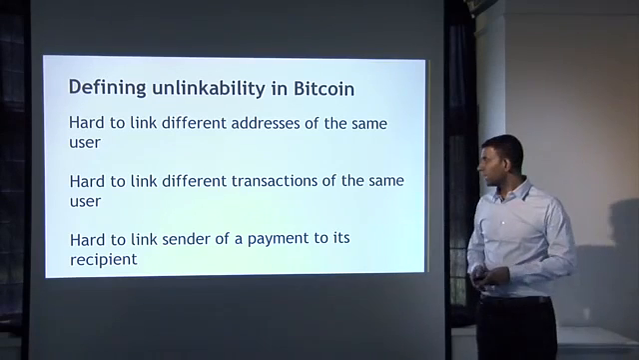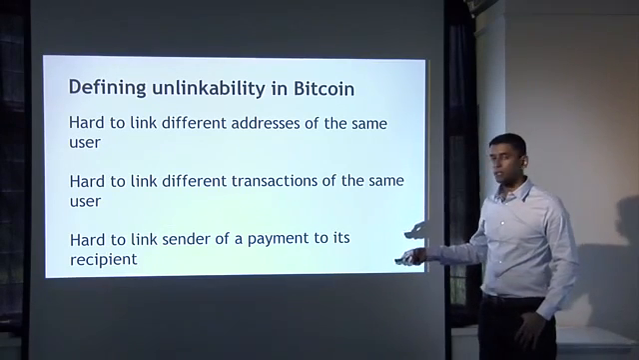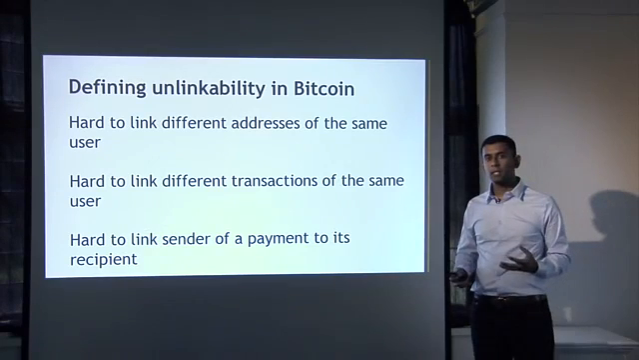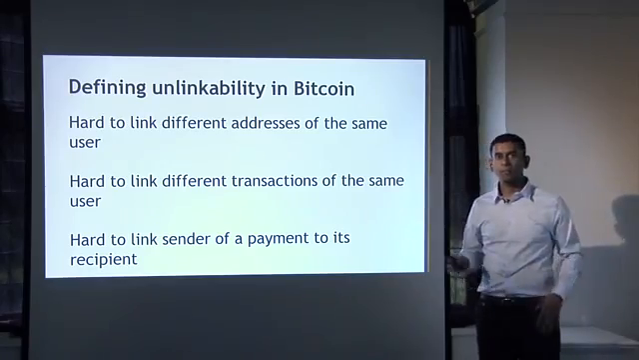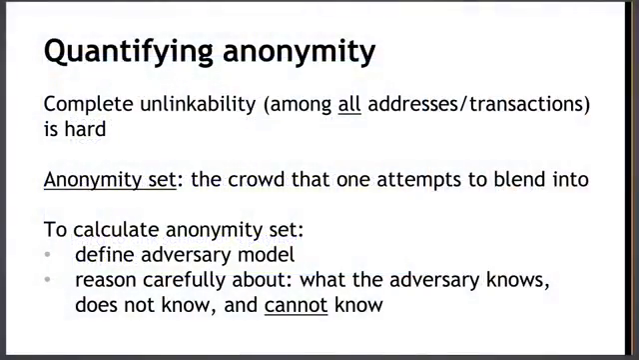And so clearly, even if we try to achieve this kind of unlinkability, it can't be unlinkability between all possible transactions, but some smaller subset of transactions that look like each other. So let's make this a little bit more concrete now. And this is how we quantify anonymity.